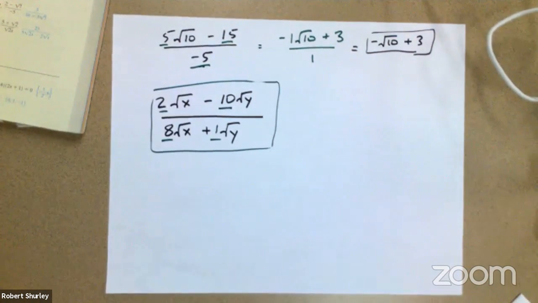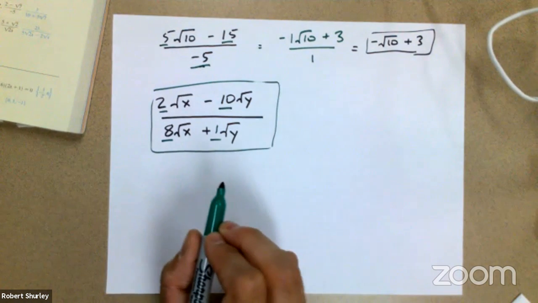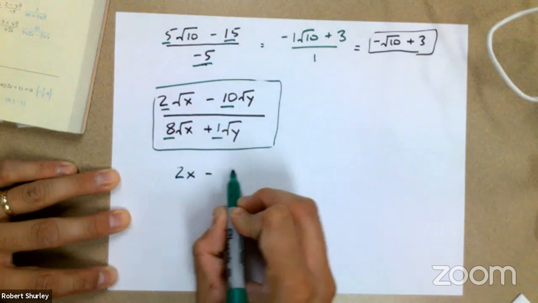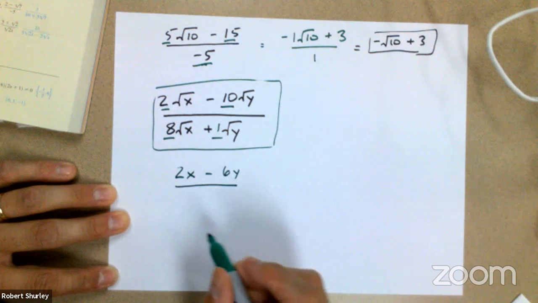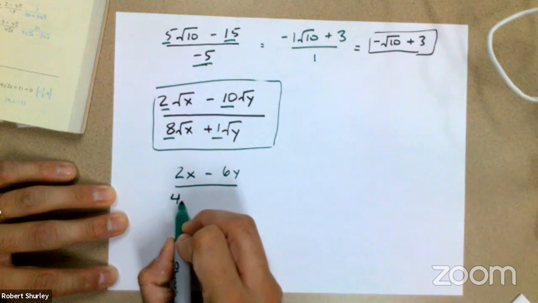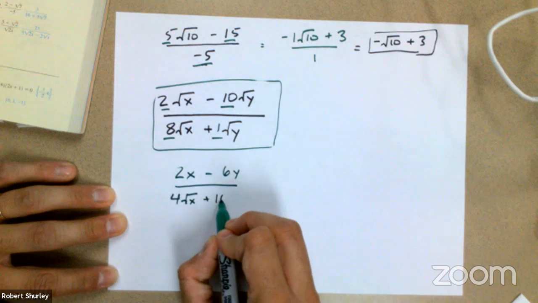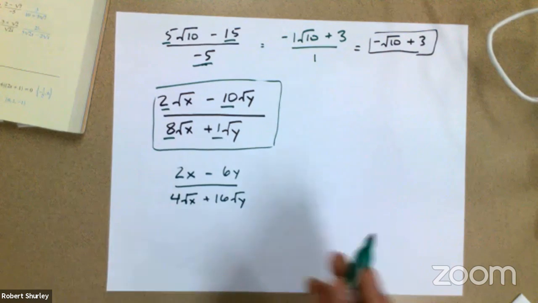I'll do one that we can't simplify. Let's say we have like 2x minus 6y over 4 square root of x plus 16 square root of y. Okay.